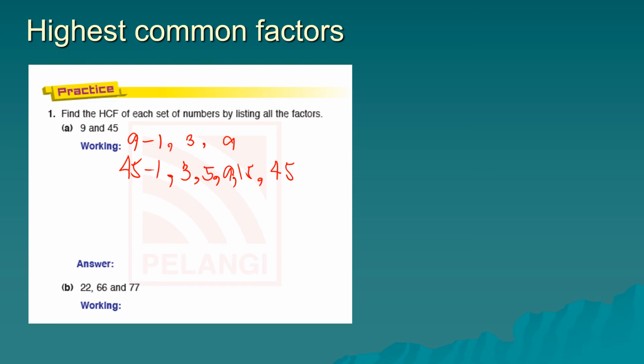Now we're going to choose which are the common factors. The common factors are 1, 3, and 9. Now among the common factors, which one is the highest? That would be 9. So our answer is 9. 9 is the highest common factor of 9 and 45. Okay, please show me you could do it on letter B, 22 and 26, 66 and 77.